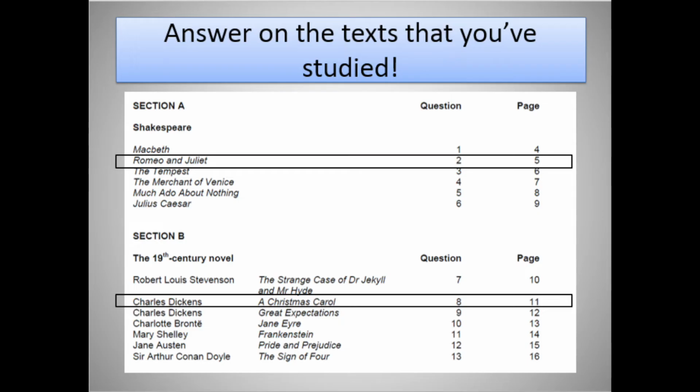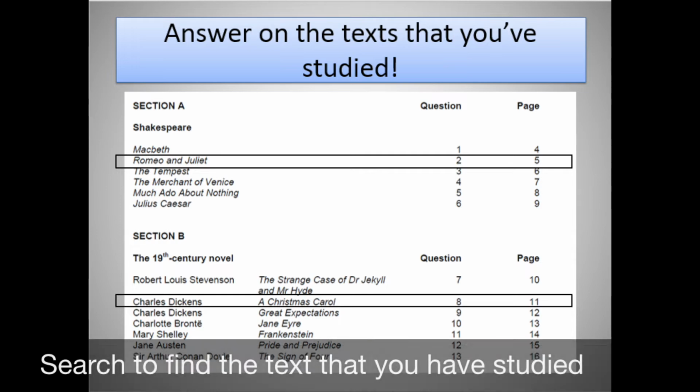There are loads and loads of questions in there, loads of different texts. So you find Romeo and Juliet, and when you turn over to Section B, you do the same thing again. Look through all of the questions and find the one that you have studied, A Christmas Carol.